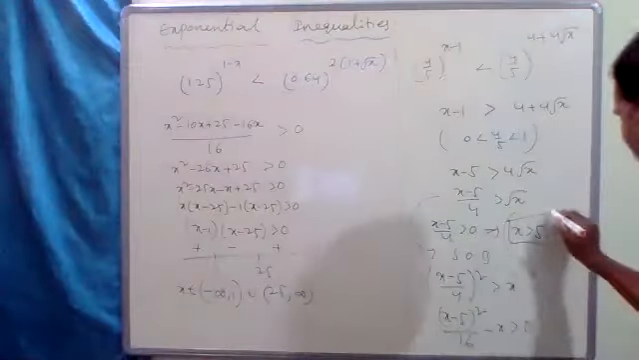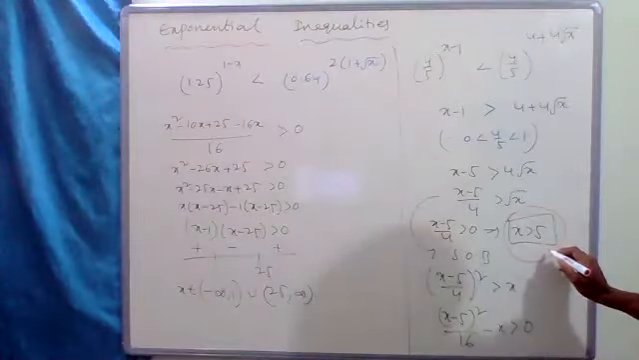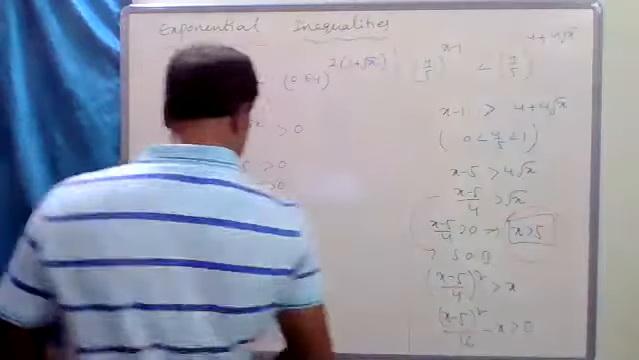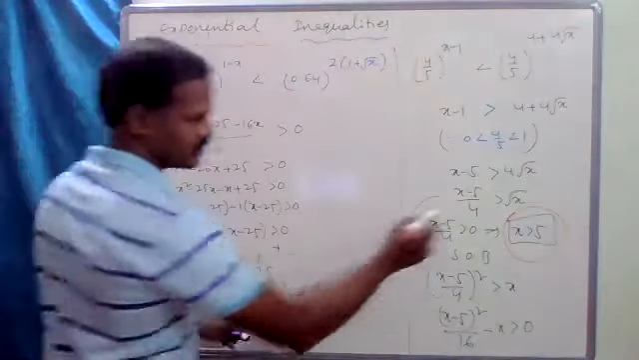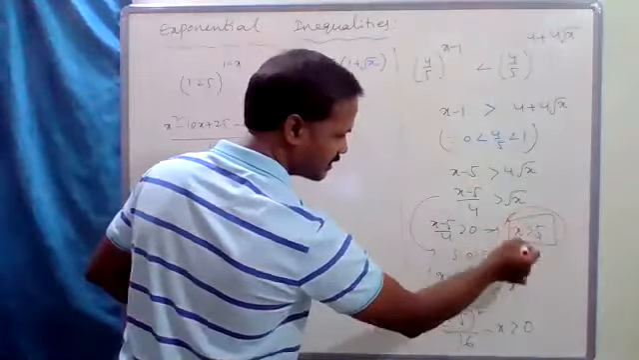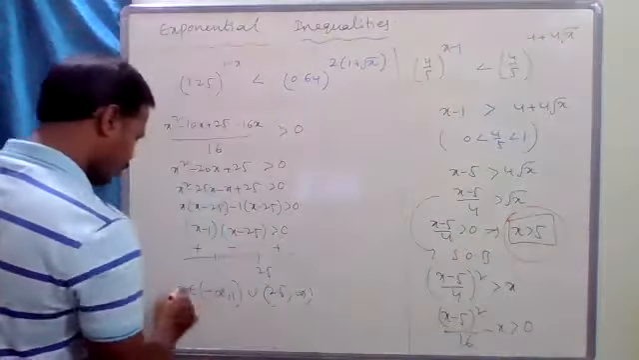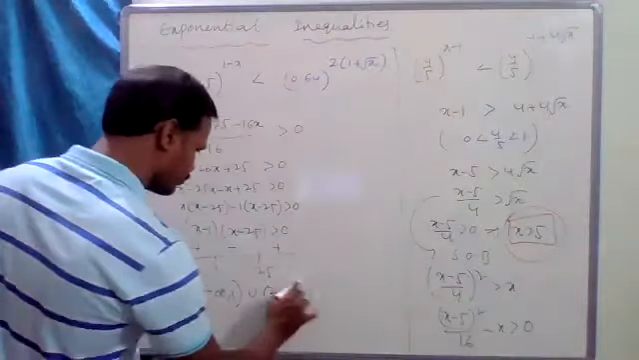Don't forget this. x greater than 5. This is the first condition. While this condition is satisfied, only then can we square on both sides. Okay? So next, this one.